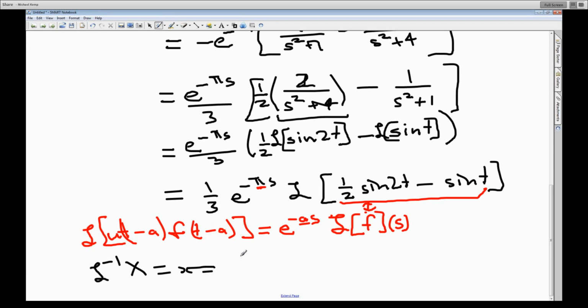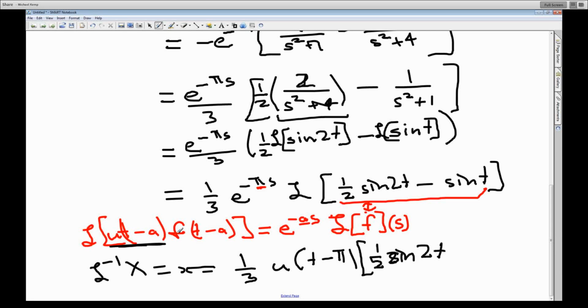is going to be the 1/3. That's just sticking around because of linearity, and then otherwise we've got the exponential Laplace transform function. So it's going to be u of t minus pi. So you can see I'm just plugging this bit in. So u(t minus pi), and then the function I've got up here. So half of sine, and instead of writing just 2t, I'm going to write 2t minus a. And a in this case is pi, so t minus pi.